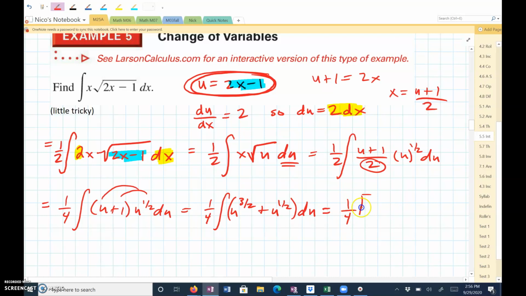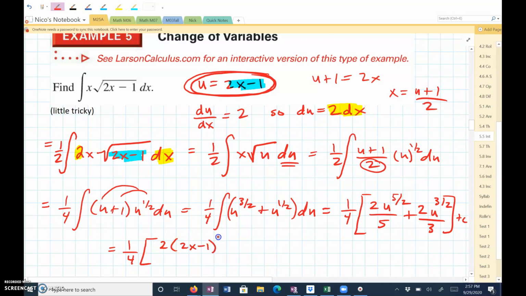So it'd be 1/4. This would be u to the 5/2 times 2/5 plus u to the 3/2 times 2/3 plus c, where this would be equal to 1/4. 2 times u is 2x minus 1 to the 5/2 power all over 5, plus 2 times u, where u is 2x minus 1 to the 3/2 power all over 3, plus c. So that would be our answer for that one.